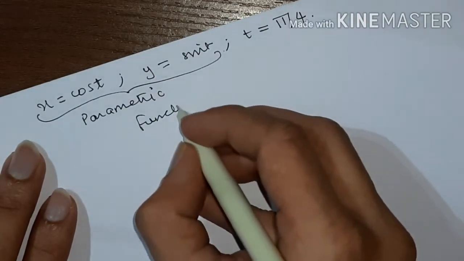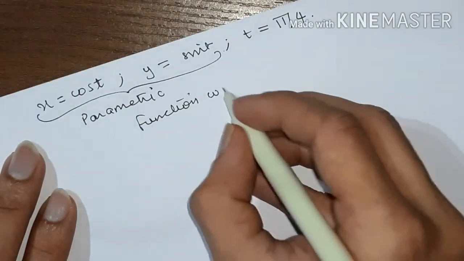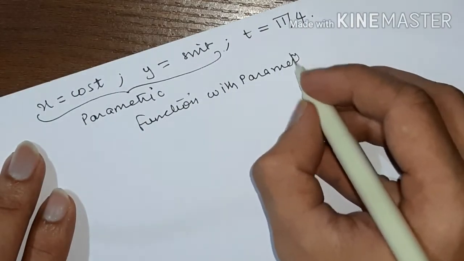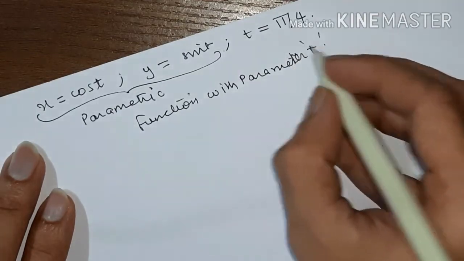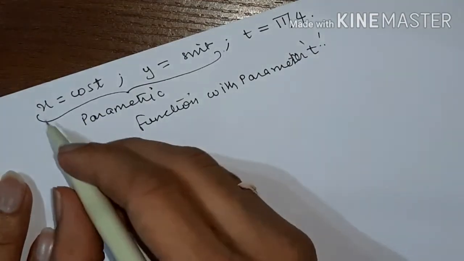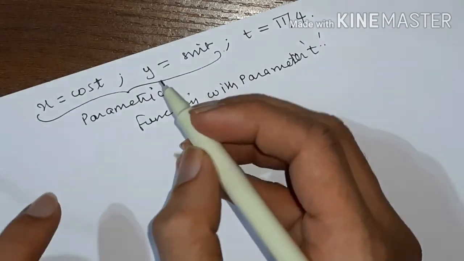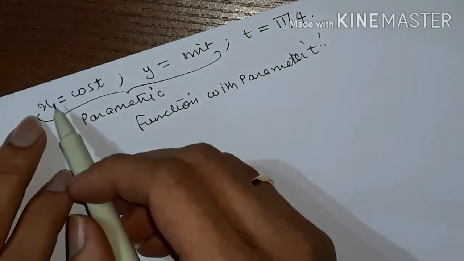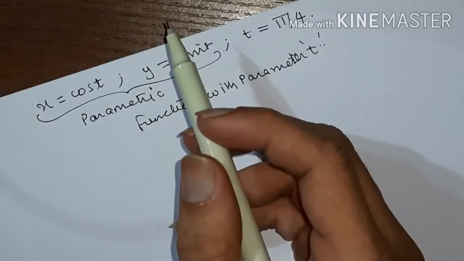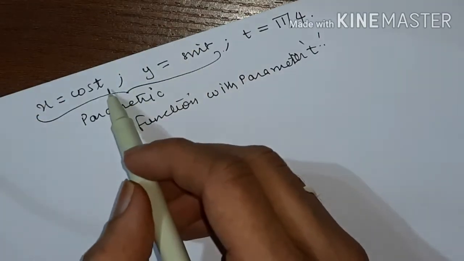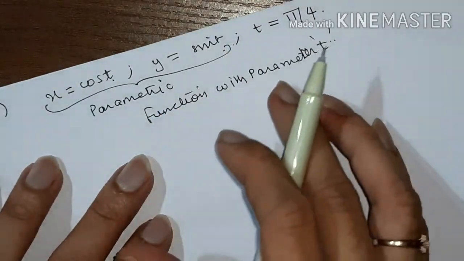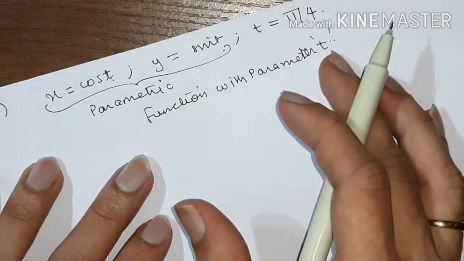Okay, what is the parameter? With parameter t. Okay, so the parametric form of a function is given here. Parametric form means you are writing the variable x and y in terms of one variable, that is t in this case. Okay, so that is the parametric function with parameter t.